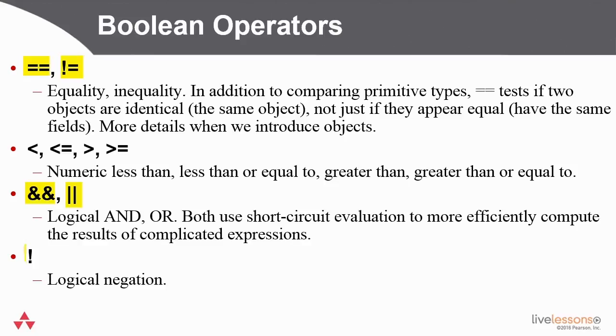And then finally, the exclamation point means not. Say if A, where A is Boolean, it does one thing. If you say if exclamation point A, if not A, then it does the opposite.